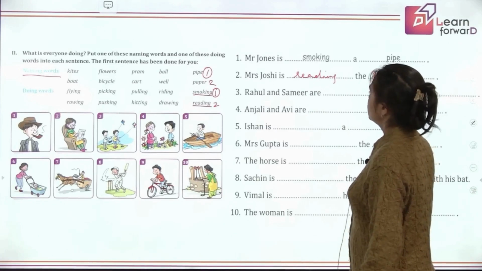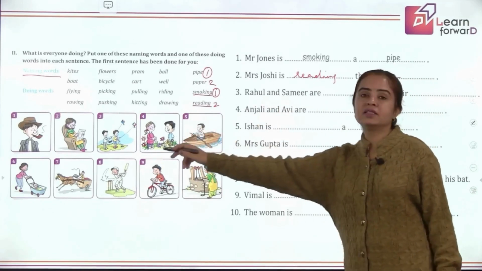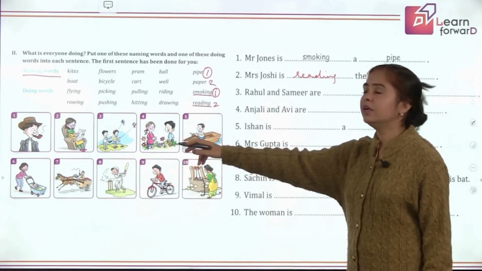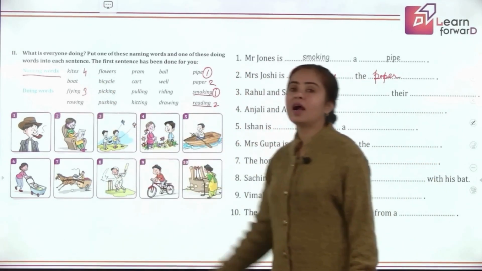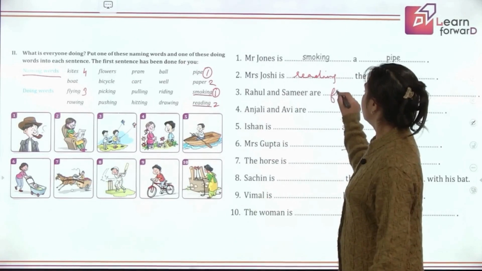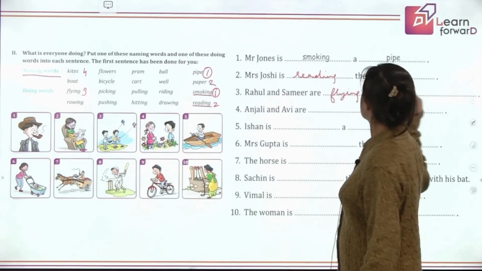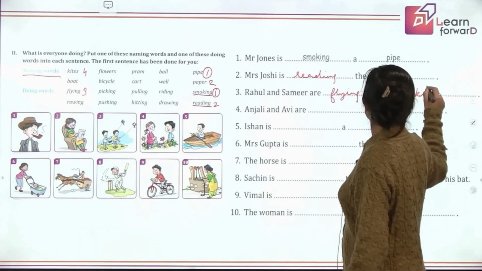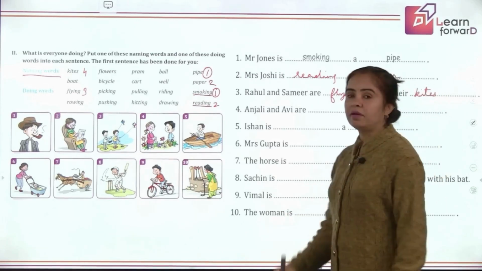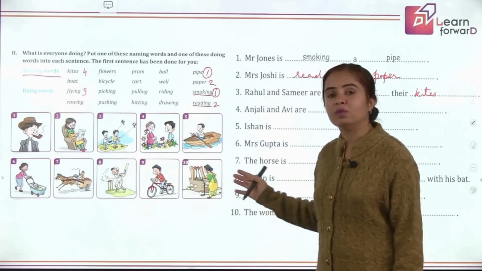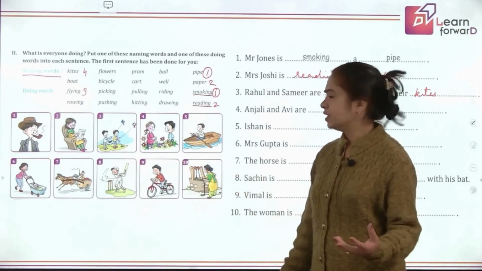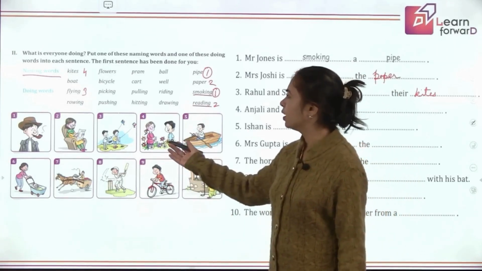Now, in the next, what do you see? Rahul and Sameer are the two boys. What are they doing? They are flying the kites. So, we'll complete this. They are flying their kites like this. Right? So, we'll pick up the action word, we'll pick up the naming word, and we'll complete these sentences. Let's do some more. I hope you can just do this.